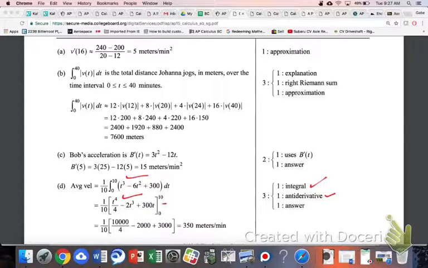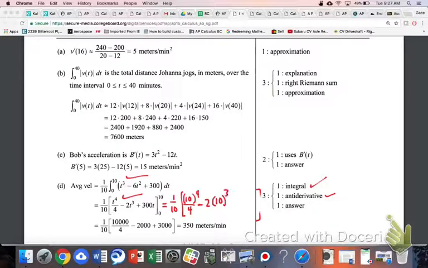But you know what would have earned full credit? I'll write this off to the side. You could have said 1/10, and then it would have been 10 to the 4th over 4 minus 2 times 4 to the 3rd plus 300 times 4. Or, no, that's right. And then minus 0. Wait, what am I doing? It's not 4, it's 10. My bad.